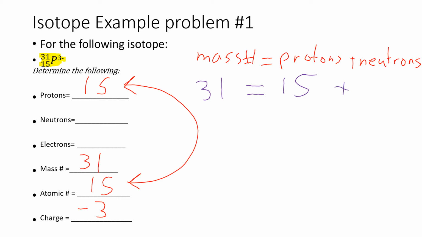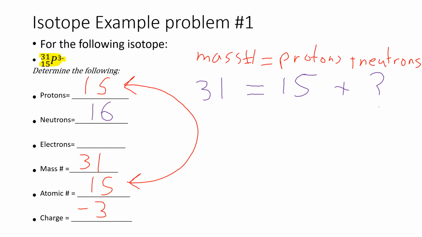15 of that came from the protons. Where does the rest of it have to come from? The rest of it has to come from however many neutrons we actually have. So that's how we're going to determine that we're dealing with 16 neutrons in this. 31's the total. Take away what you already know, the 15 protons. What will you have left? That will be your number of neutrons, which is going to be 16.